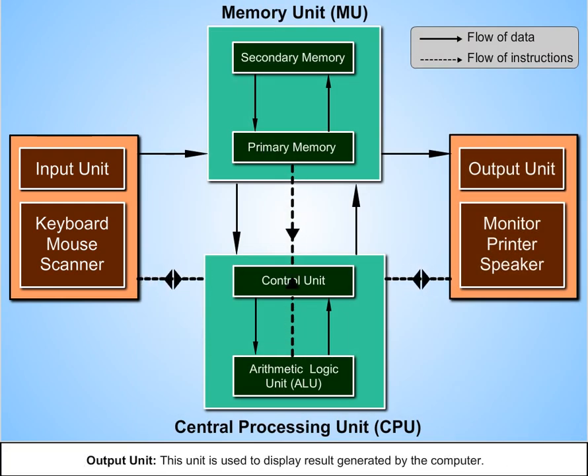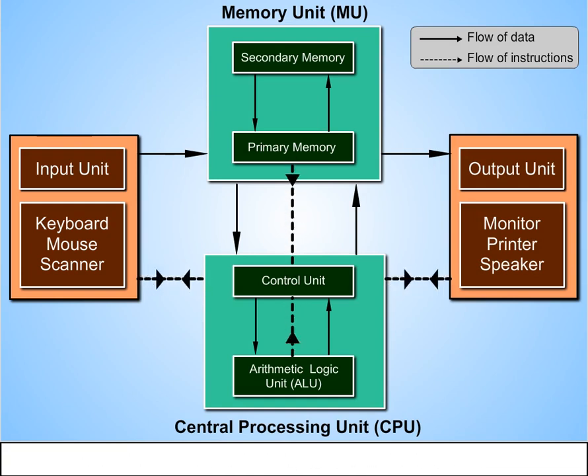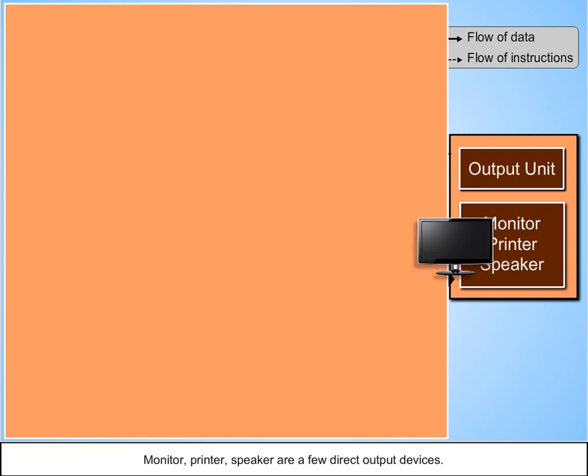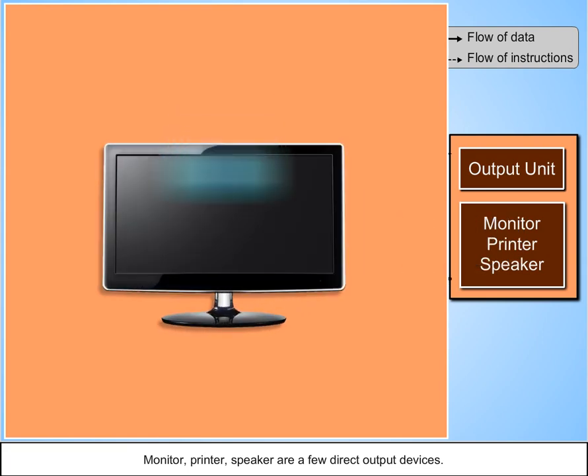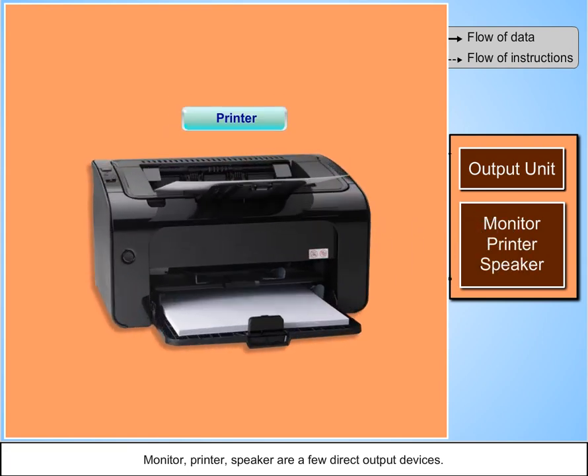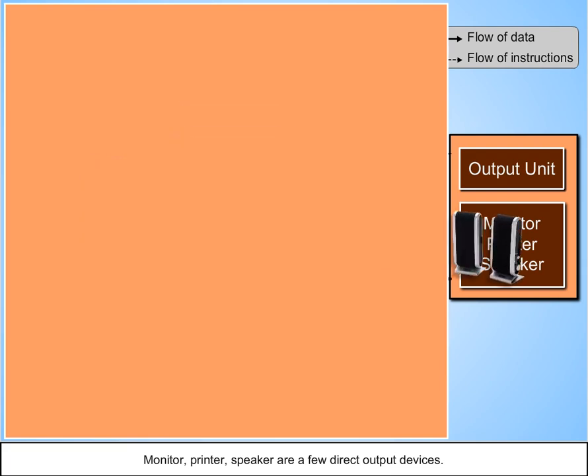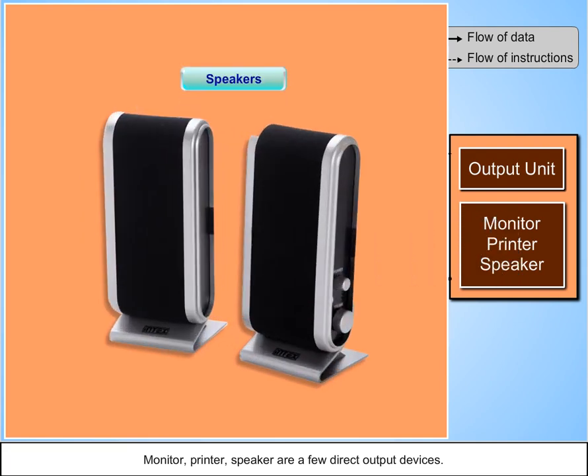Output Unit. This unit is used to display results generated by the computer. Monitor, printer, speaker, or a few direct output devices.